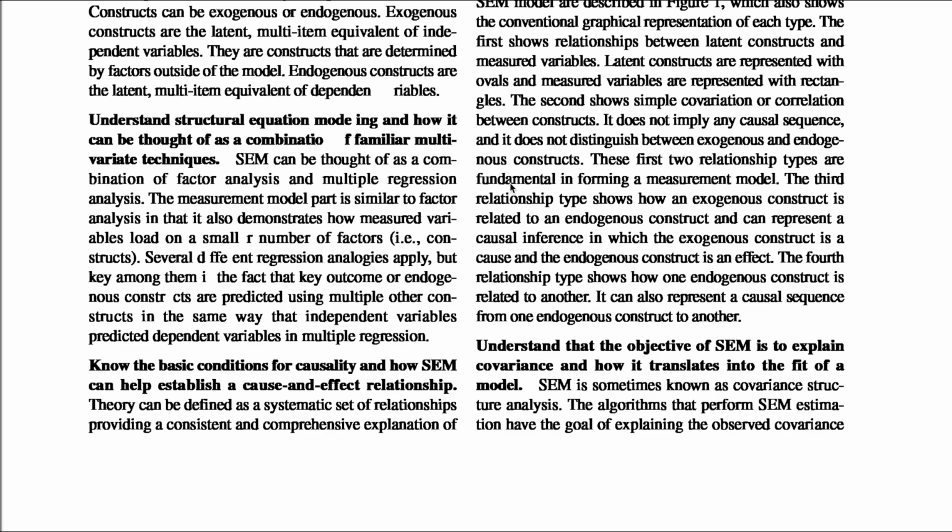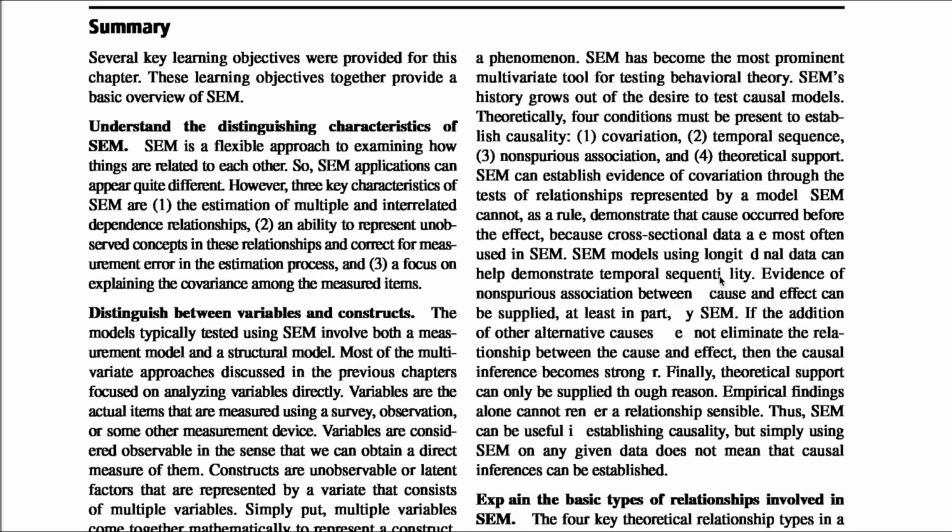Now, the basic conditions for causality, and how structural equation modeling can help establish a cause and effect relationship. Theory can be defined as a systematic set of relationships providing a consistent and comprehensive explanation of a phenomenon. Structural equation modeling has become the most prominent multivariate tool for testing behavioral theory. Its history grew out of the desire to test causal models. Theoretically, four conditions must be present to establish causality: covariation, temporal sequence, non-spurious association, and theoretical support.